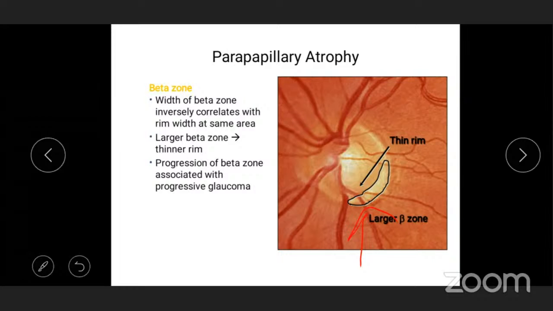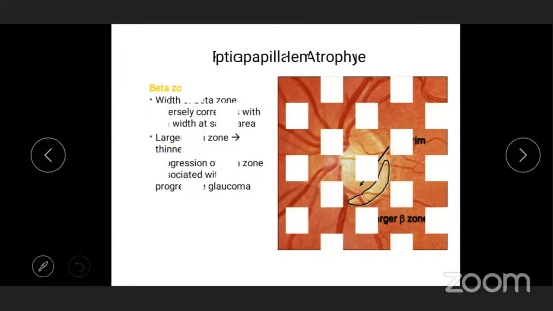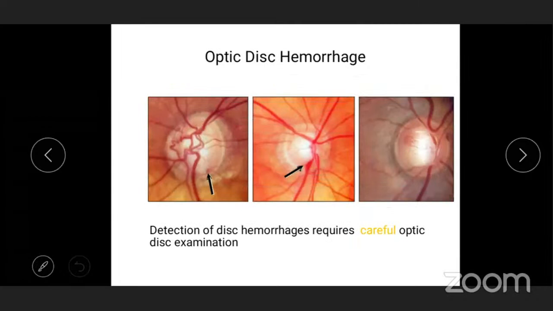In fact, so much so that a large beta zone will correspond to a thinner rim. It will correspond to a corresponding sector RNFL defect. So all these are interrelated, inferotemporal part common, inferior part common. Then the hemorrhages can be obvious or they can be hidden. They can be subtle, like I told you. So they mean that the glaucoma process is active. That means you may need to lower the pressure further.